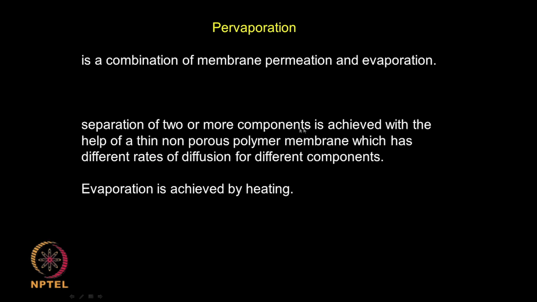So, separation of two or more components is achieved with the help of a thin non-porous polymer. You have to remember this, in pervaporation the material is not porous, unlike your microfiltration or ultrafiltration where the material is porous. So, depending upon the rates of diffusion of the solutes through the membrane material, the separation can be achieved. Evaporation of the solution is achieved by a little bit of heating and applying a vacuum.